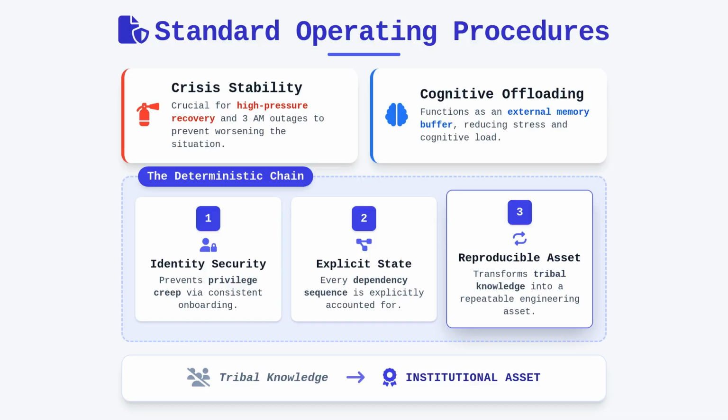When we document user onboarding, we ensure that every identity is provisioned with consistency and security, which is often the first line of defense against privilege creeping. These documents should treat the technical process as a deterministic chain of events where every state change is explicitly accounted for. By prioritizing clarity, we transform tribal knowledge into a reproducible asset that any skilled engineer can execute without hesitation.